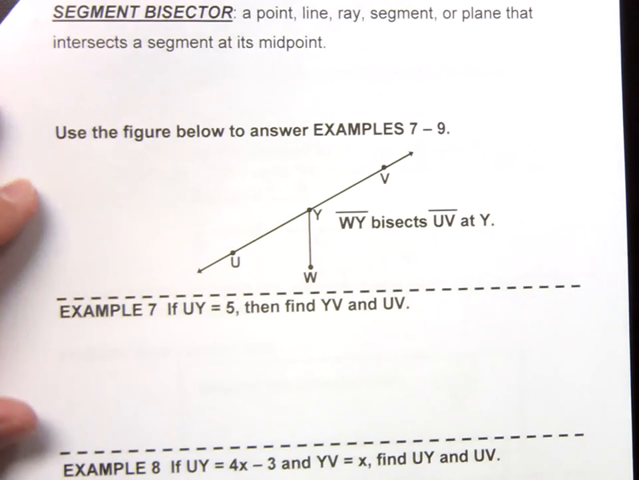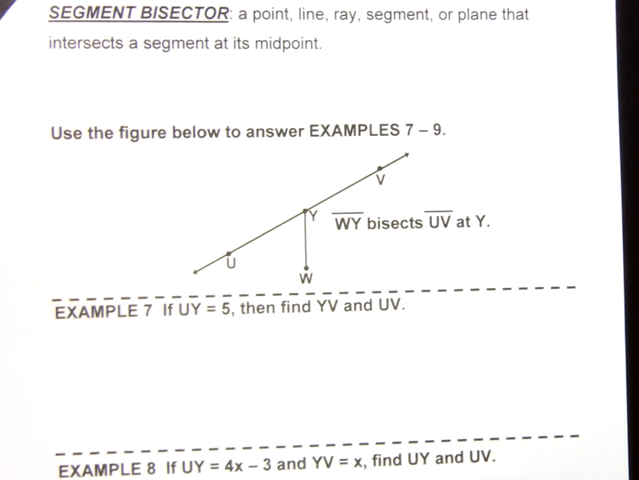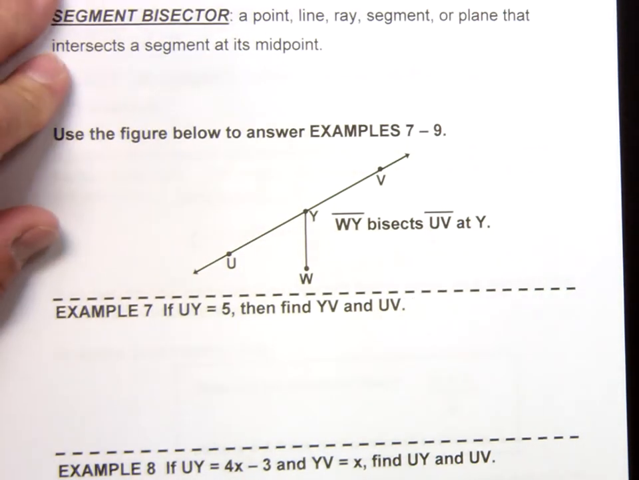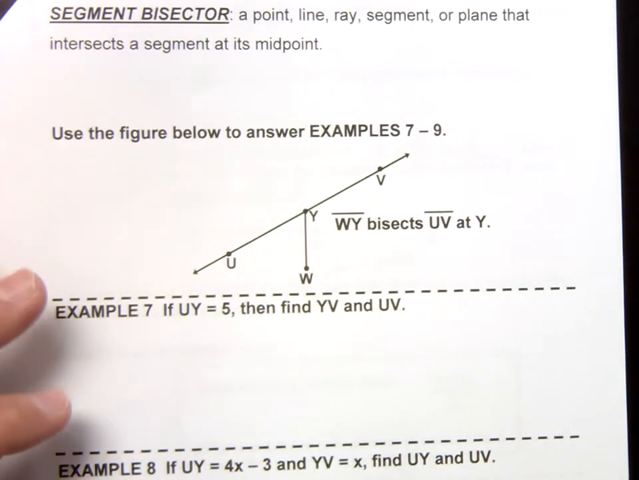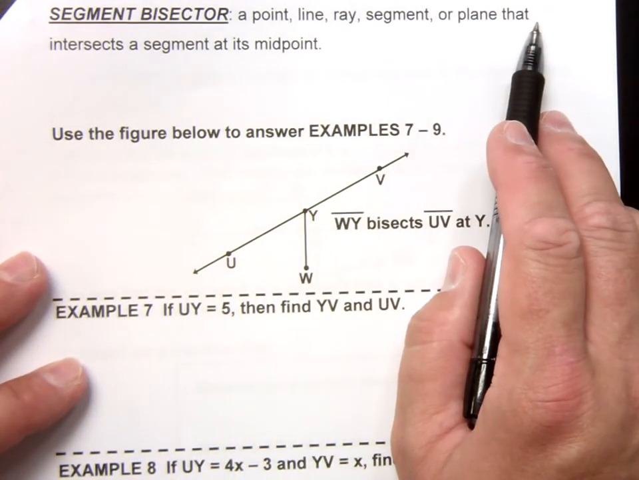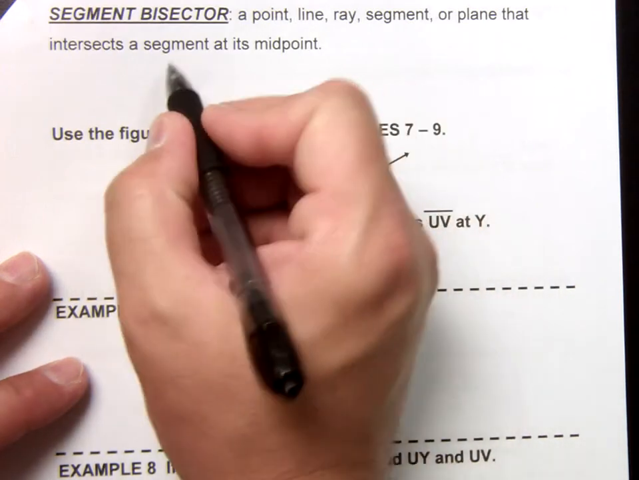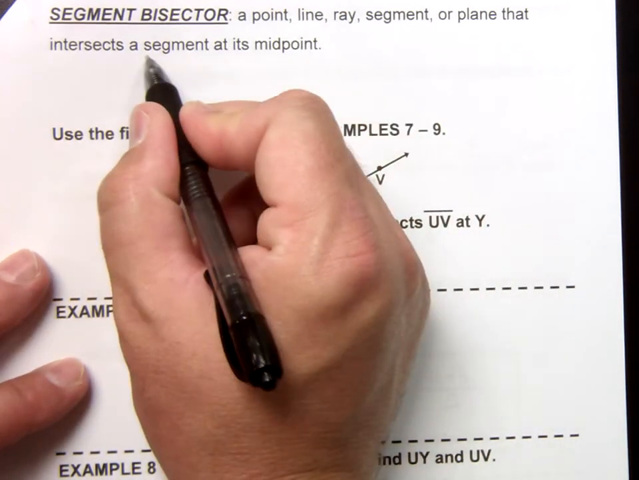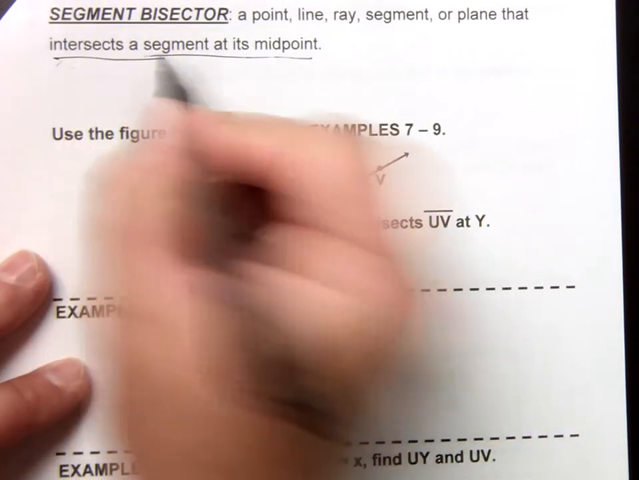Alright, let's look at a segment bisector. A segment bisector can be a point, line, ray, segment, or plane that intersects a segment at its midpoint. So notice it's not too important what it is, it's more important what it does. It bisects a segment. That means it goes through the segment's midpoint. It intersects a segment at its midpoint.